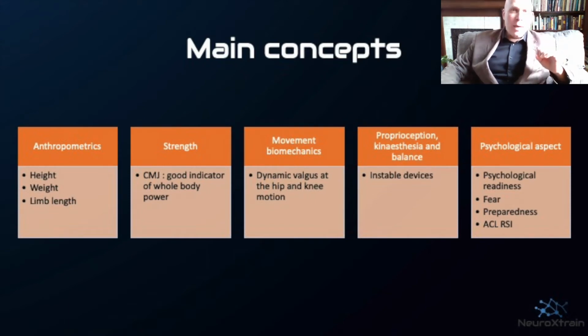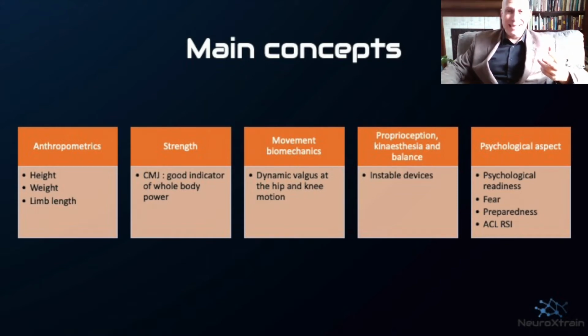A second measure that always comes out that gives a variable in the range of 20% is strength. So if you're looking at a lower extremity injury, some measure of lower extremity strength. I really like a counter movement vertical jump. It's a very reproducible measure of whole body power. So strength, power. The third variable you want to look at is some aspect of movement biomechanics.